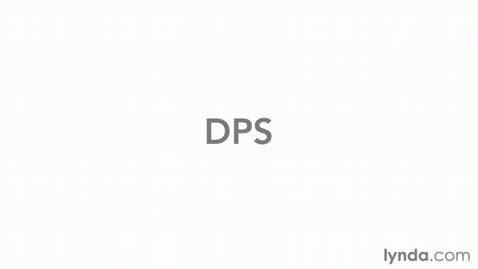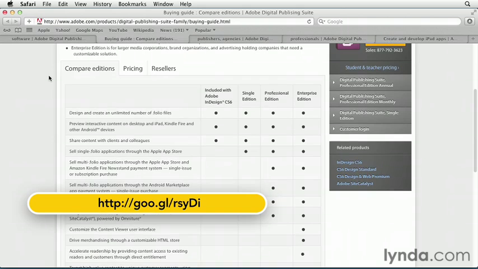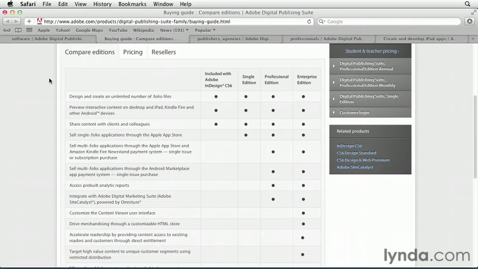One of the first things to know about DPS is that it comes in 3 separate editions, although you use the same tools in InDesign regardless of which edition you have. The 3 editions are Enterprise Edition, Professional Edition, and Single Edition. And on Adobe's DPS website, you can view a detailed comparison chart.